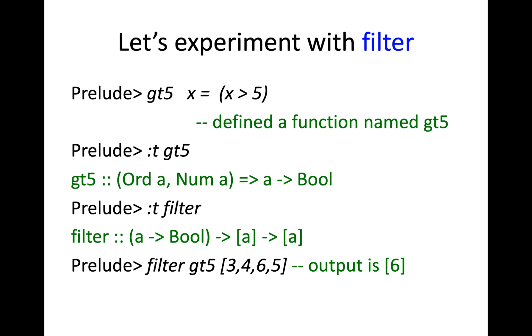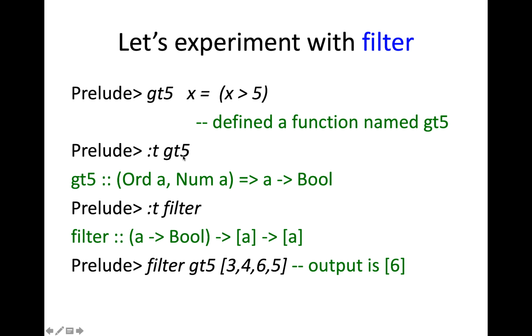Okay, so now let's focus on another higher order function, which is filter. Before going to filter, let's define one function called gt5, and this is the body. gt5 is the function name and x is the parameter, and this is the body. So what does the function do? Given a parameter, it checks whether the parameter is greater than 5 or not. If it is greater than 5, it returns true, otherwise it returns false. So that is all this function gt5 does.